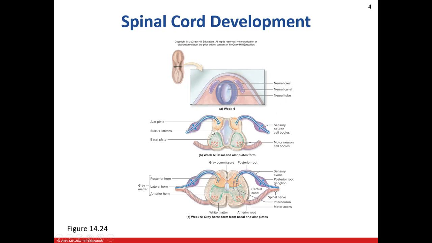So we take a look at what happens by week 6 then. Here you'll notice that we have our alar plate, and here is our basal plate. Our alar plate essentially is turning into the sensory neurons, or the sensory side of the spinal cord. The basal plate really turns into more of the motor side of the spinal cord. And you'll notice then down here, we're starting to develop into some semblance of that butterfly gray matter core.